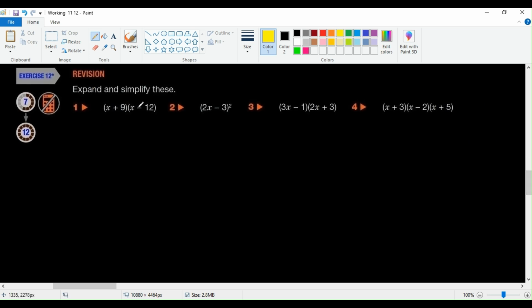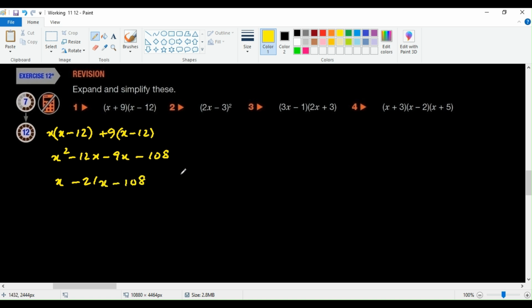In here, we need to expand and simplify these. So I will write (x minus 12) two different times. And first I will multiply by x, second one by 9. So this is going to give us x squared minus 12x plus 9x, and minus 9 times 12 is going to be 108. So this is going to be x squared minus 3x minus 108.